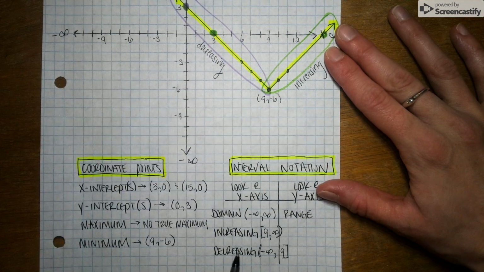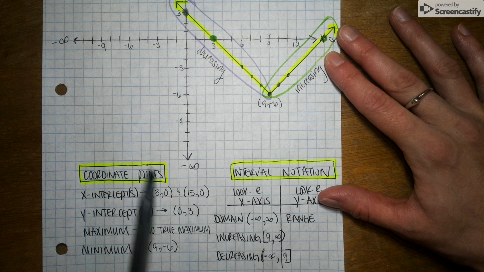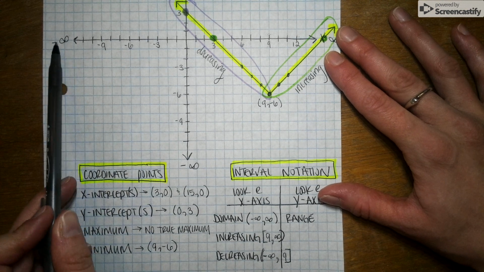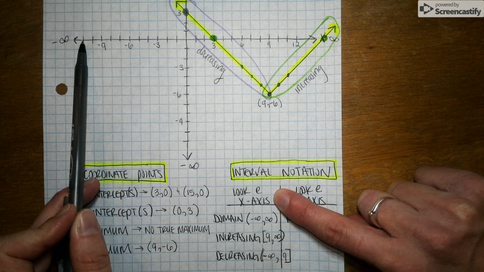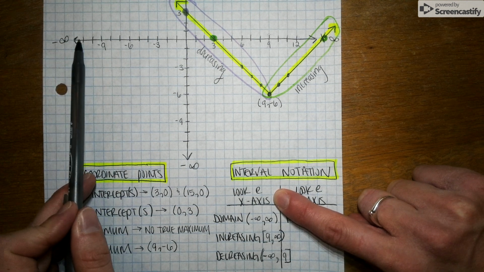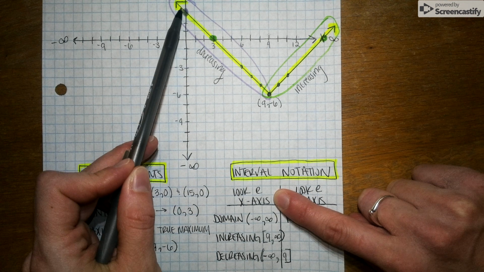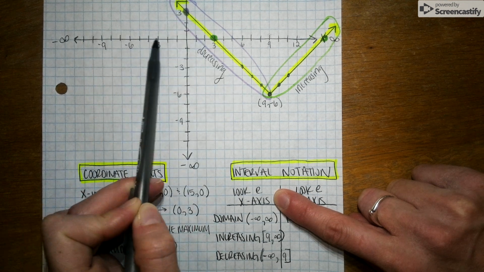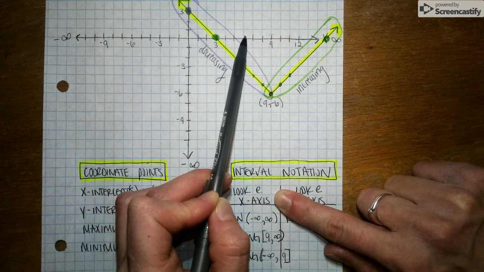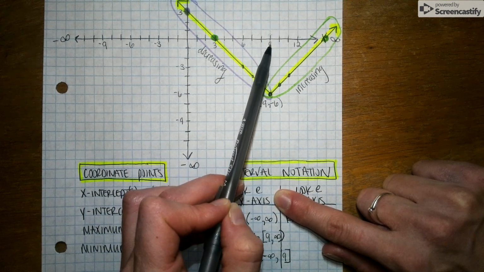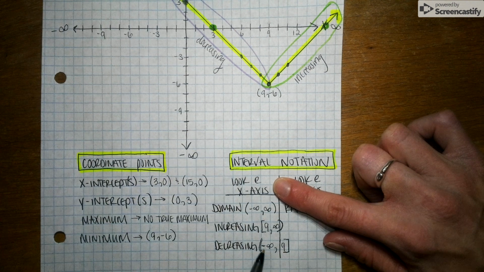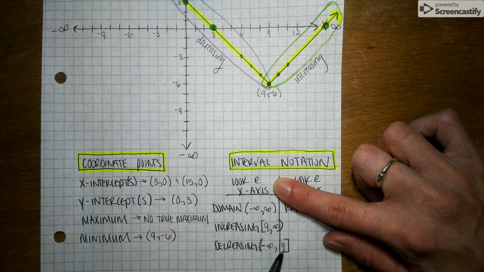We left off on the decreasing interval. We decided it was from negative infinity on the x-axis again, remember, because that's where my focal point is, or my eye should be. So from negative infinity, my graph is going to decrease all the way until it hits the minimum value of 9, -6. So on the x-axis, it's going to stop decreasing when it hits at 9. So that's why my decreasing interval is parentheses, negative infinity, comma 9 with a bracket.